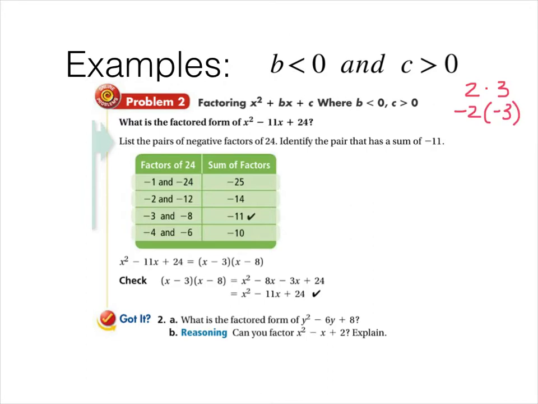Both of those give you positive 6 for a product. Which one would give you a negative sum? The negative numbers would. So in all of these examples, where b is negative and c is positive, the two numbers you're finding are going to be negative. And so we just did that other problem.